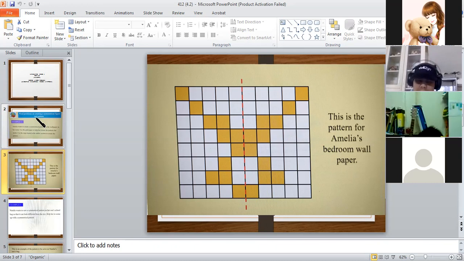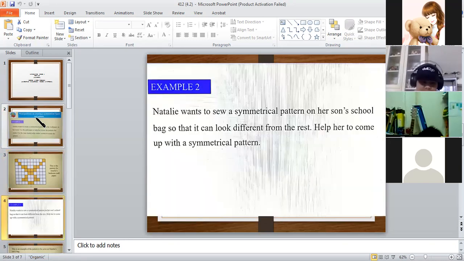Now if you want to create your own patterns or figures, how you are going to create is up to you. You can draw the line vertically or horizontally. Understand? Okay, now example number 2.